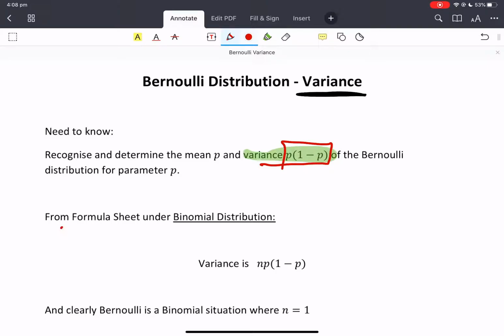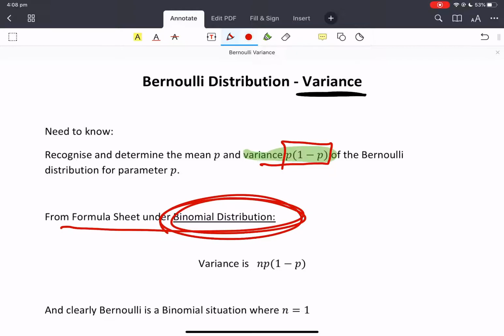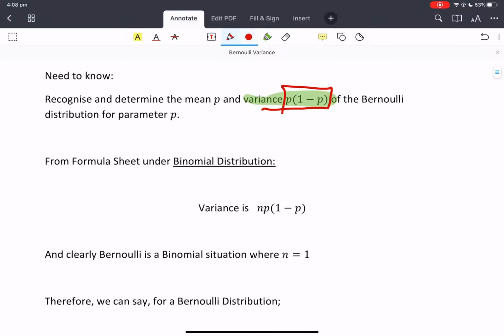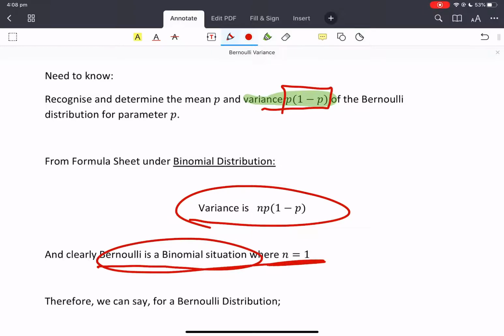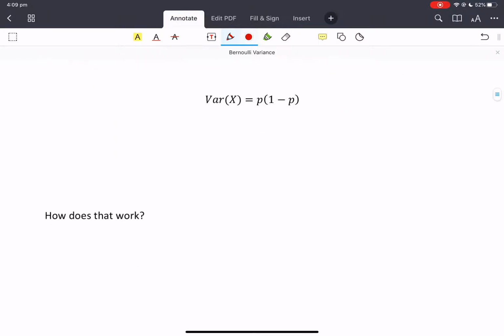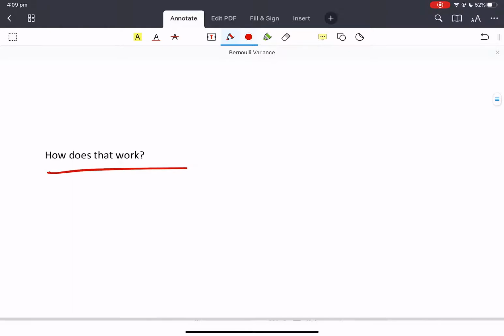From your formula sheet under binomial distribution, and we know Bernoulli is a very special binomial distribution, the variance of a binomial distribution is np(1 minus p). And clearly, Bernoulli is a special situation where n equals 1 in the binomial situation. So that n just disappears to become p(1 minus p). It can be that easy, but how does that work?